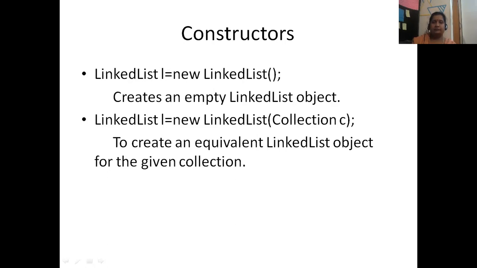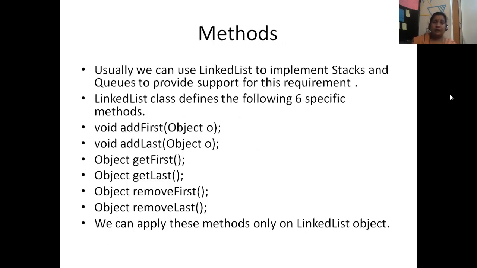Next, methods. Usually we can use linked list to implement stacks and queues. We already studied this in data structure. Here also linked list is used to implement stacks and queues to provide support for this requirement. So it has six methods. One is void addFirst(Object o). So you have double linked list, you just imagine, one is previous, another one is next. So addFirst(Object o), next addLast.